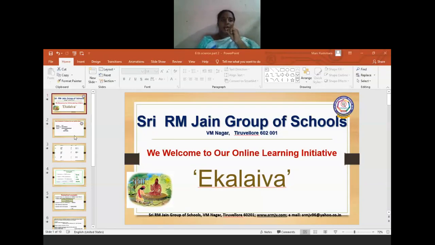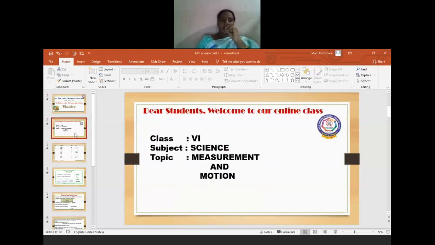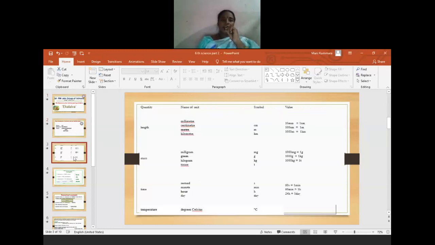Today we are going to see about 6th standard science, measurement and motion, part 2. Let us start our section with the units and the conversion. Let us start.